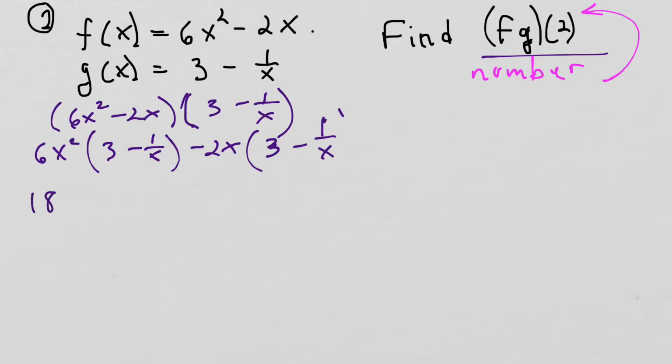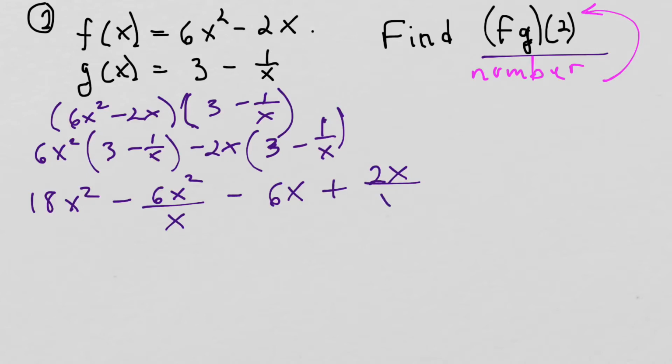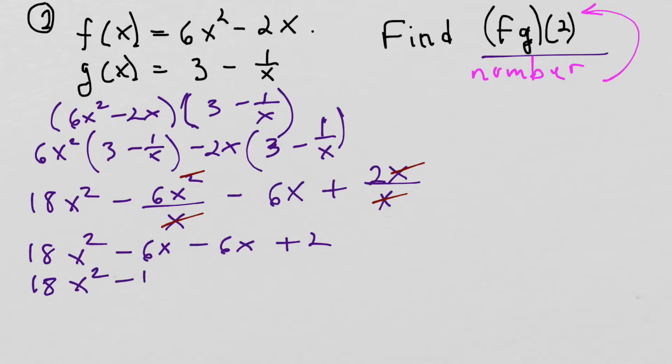So I'll have 18x² − 6x²/x − 6x + 2x/x. So I can cancel one of the x's here, this x here. Alright, so then I've got 18x² − 6x − 6x + 2. That's 18x² − 12x + 2.